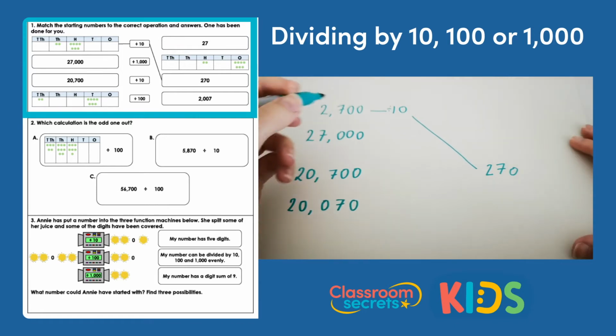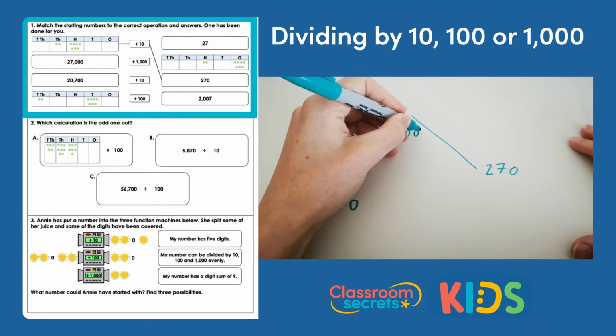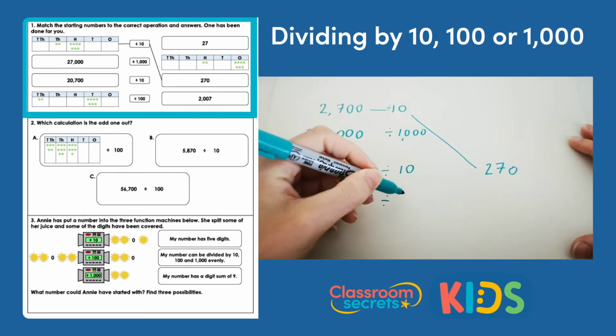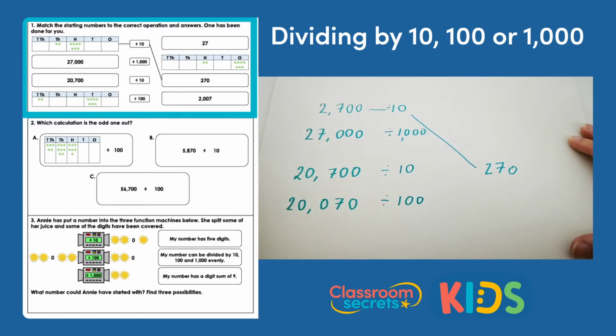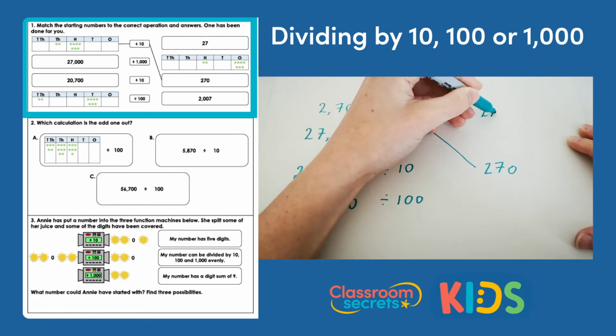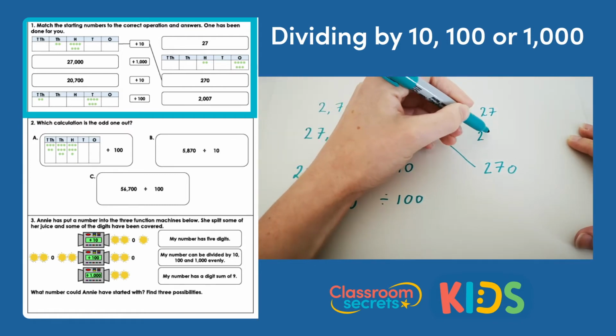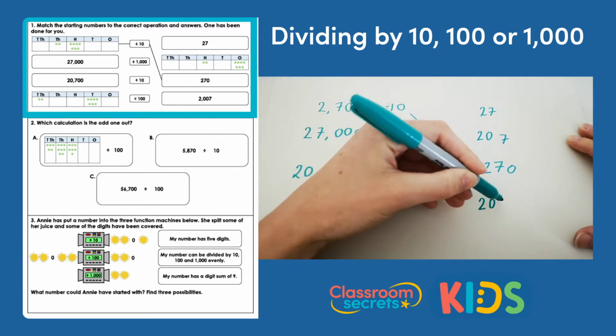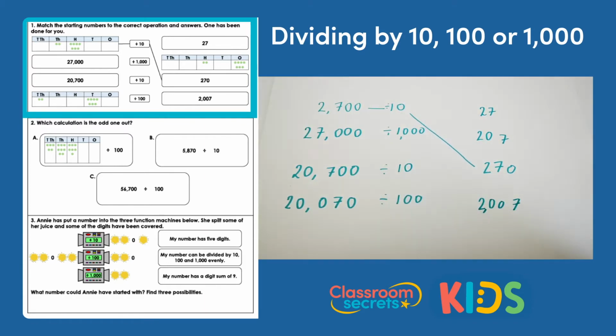The operations we've got are divide by 1,000, divide by 10, and divide by 100. And the numbers on the right hand side we have left that can be answers are 27, 207, and finally 2007. So we've already been given that first calculation, so we don't need to worry about that one. So what we need to do is work through each of these numbers and their operations to see if we can actually find an answer that matches.